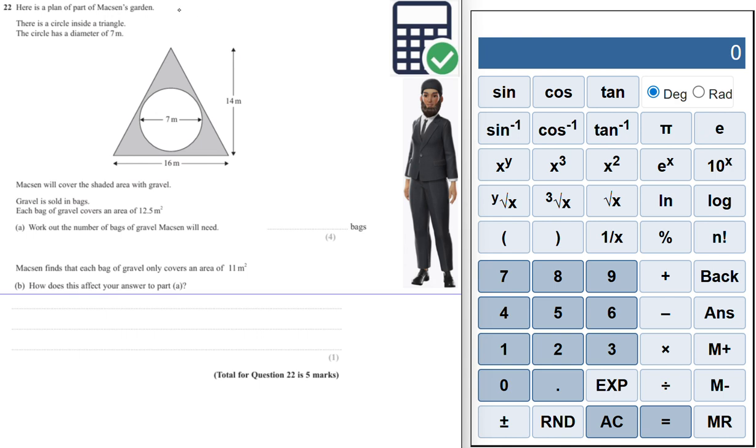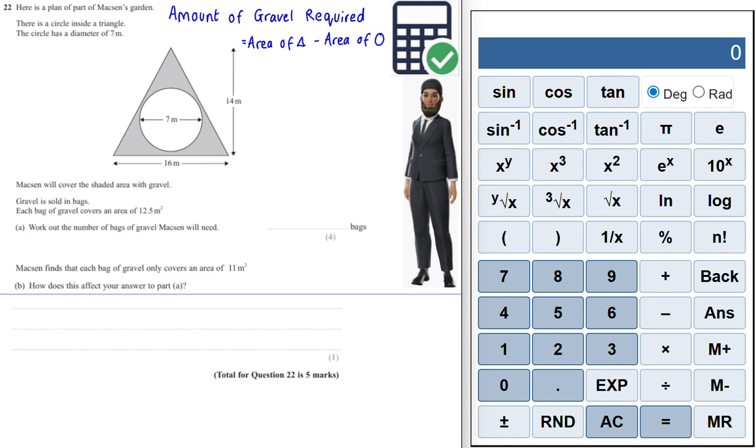So we need to work out how much gravel we need in total. So the amount of gravel required is equal to the area of the triangle minus the area of the circle.